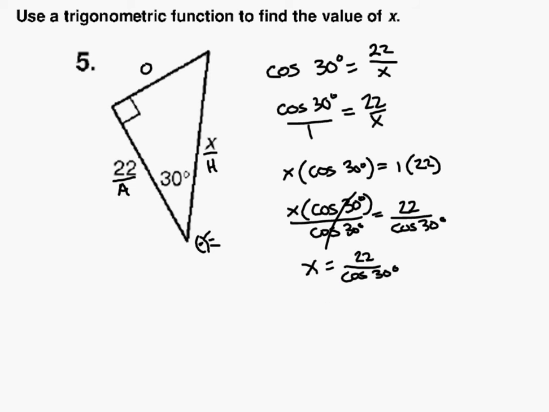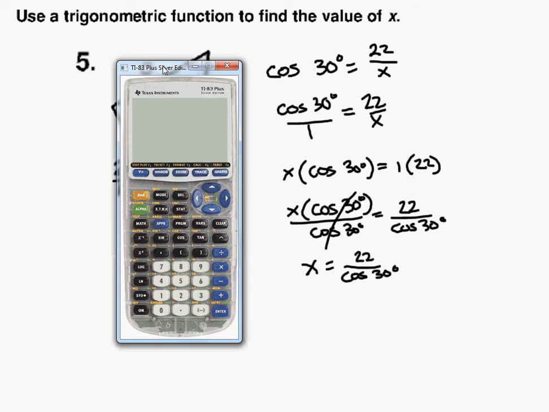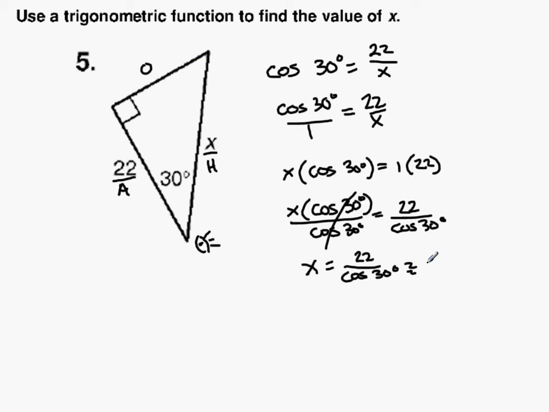So that's when I would take my calculator right here. Let's put it over here. And I would simply turn it on, clear it out. Again, making sure on my mode that my degree is turned on. And I would simply go 22 divided by cosine 30 degrees. And I wind up getting 25.4 approximately. 25.4.